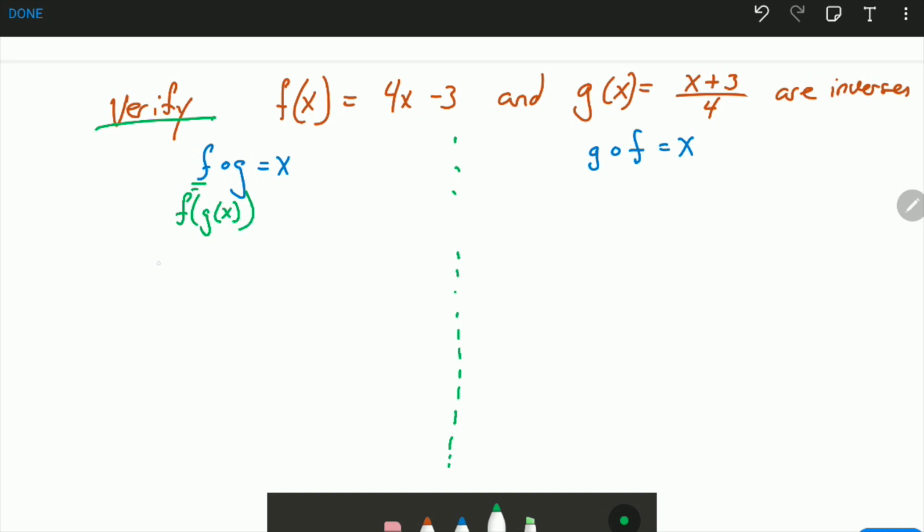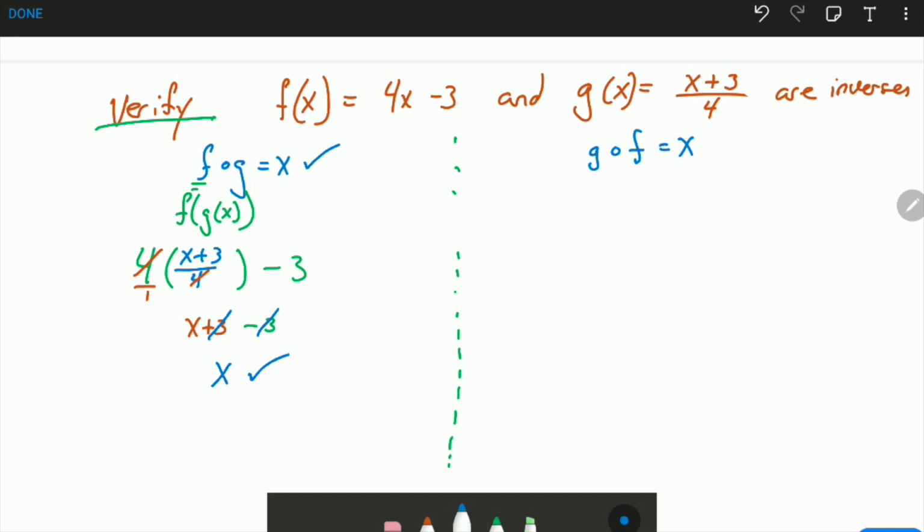So f is my outside function, so 4 parentheses minus 3 instead of 4x minus 3. My inside one will be the x plus 3 all over 4. Here, we're multiplying a fraction times a fraction, and we have a 4 on top and a 4 on the bottom, connected by multiplication only, so they will cancel, leaving me with just x plus 3, and my minus 3 comes along. Positive 3 and negative 3 cancel out, leaving me with just x. So far, one of them does equal x.